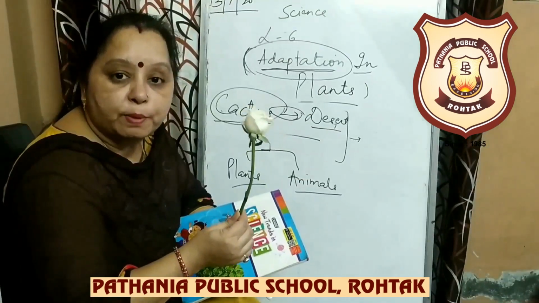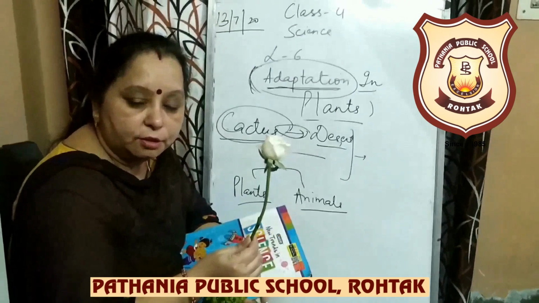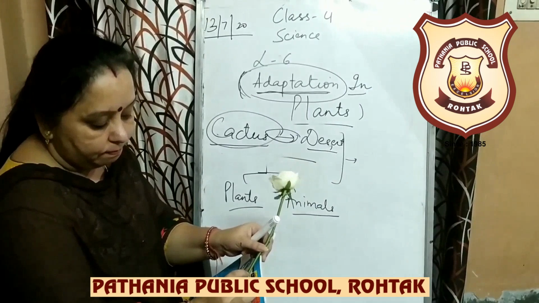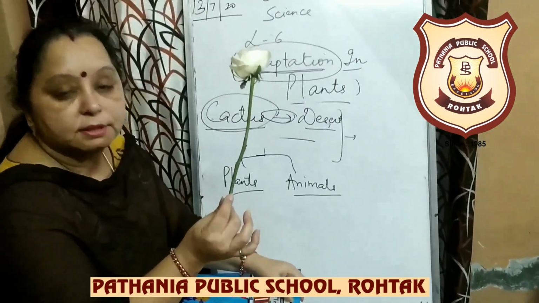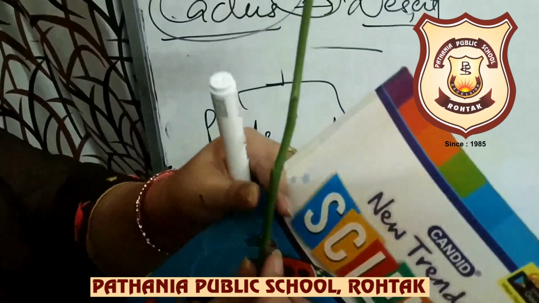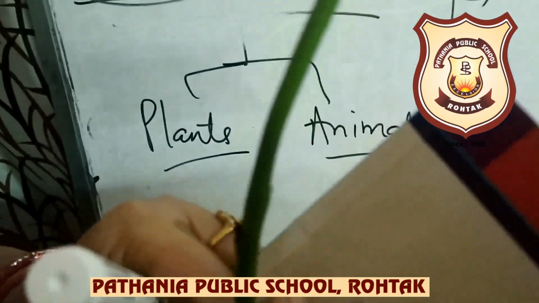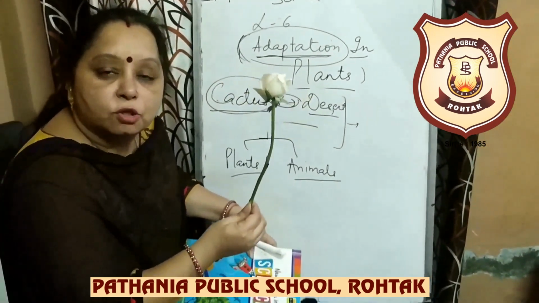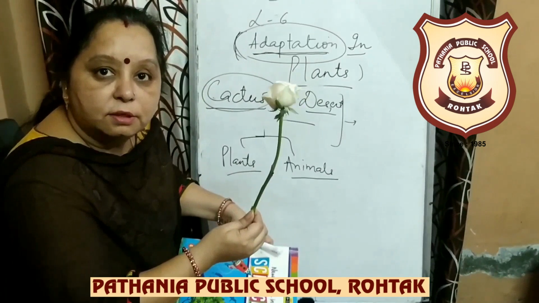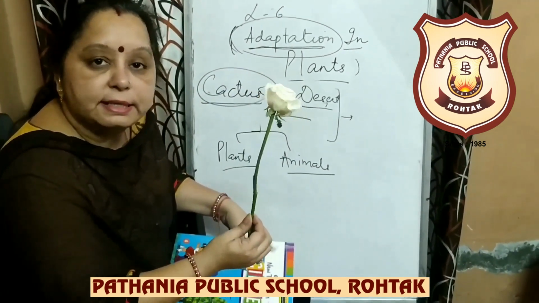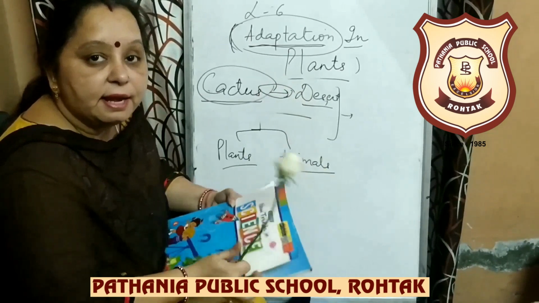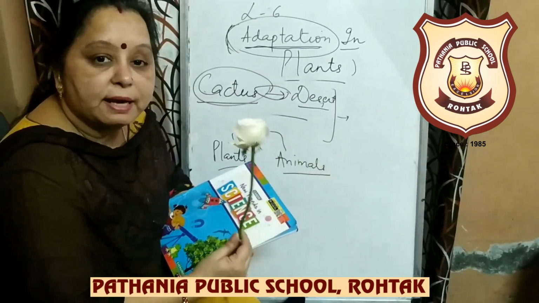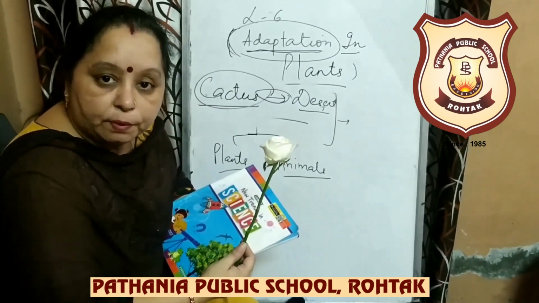Okay, this is a rose plant. In the rose plant, you know, there are some thorns. These are thorns. Okay, you know thorns, kaante. There are some thorns that protect the plant so that no animals eat that plant. Okay, so in this way, many plants adapt themselves by these special features.